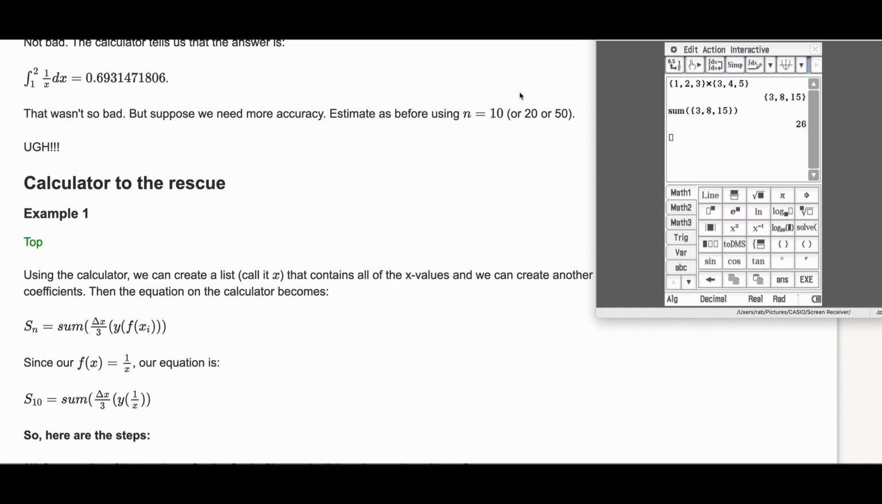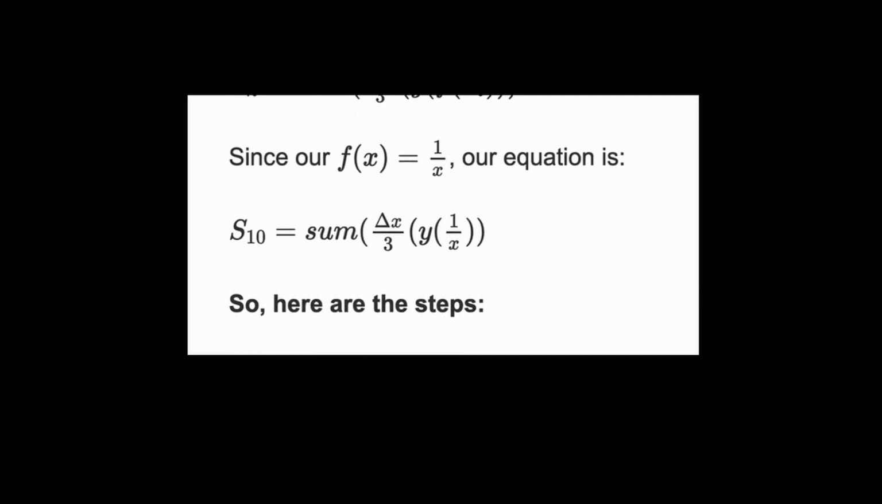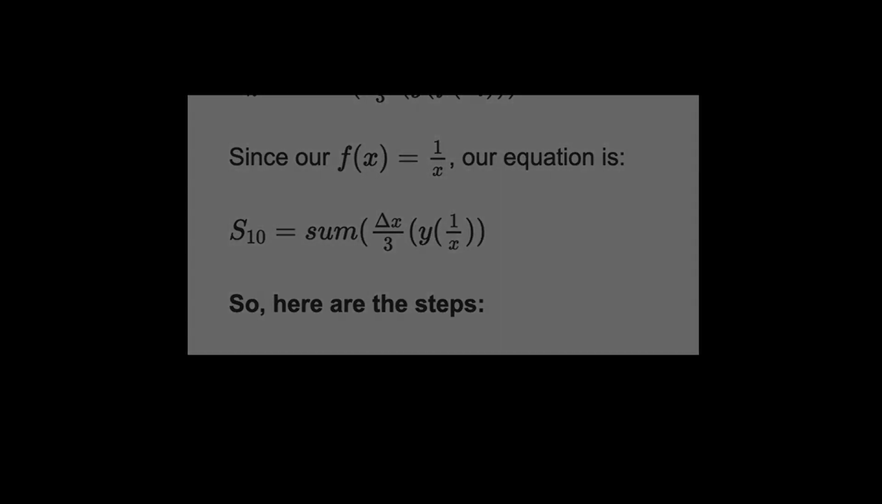Our equation on the calculator for Simpson's rule is going to be the sum of delta x divided by 3 times y, which includes our coefficients, times f of x, our function values. Since our f of x in this example is 1 over x, our equation is going to be Simpson's rule estimate is equal to the sum of delta x divided by 3 times y times 1 over x.